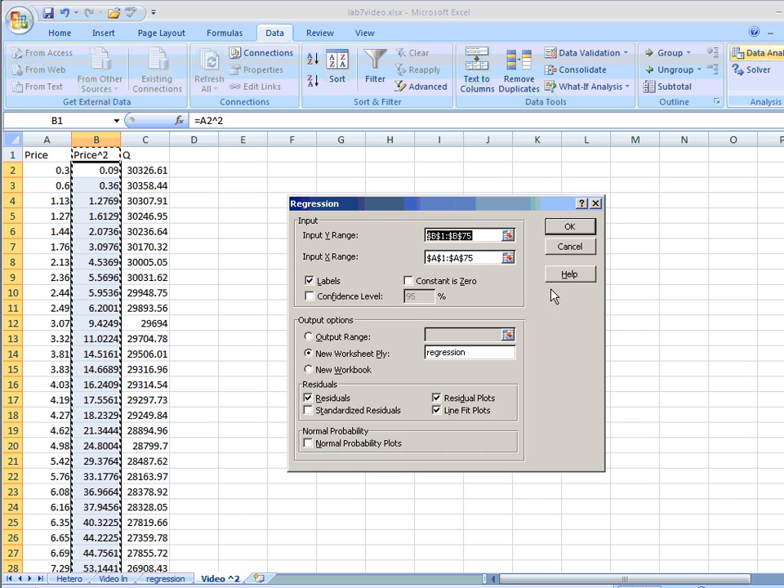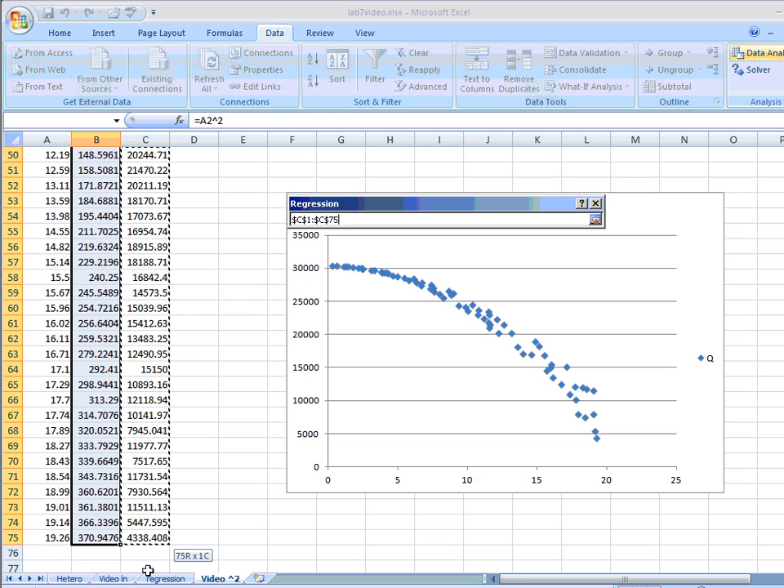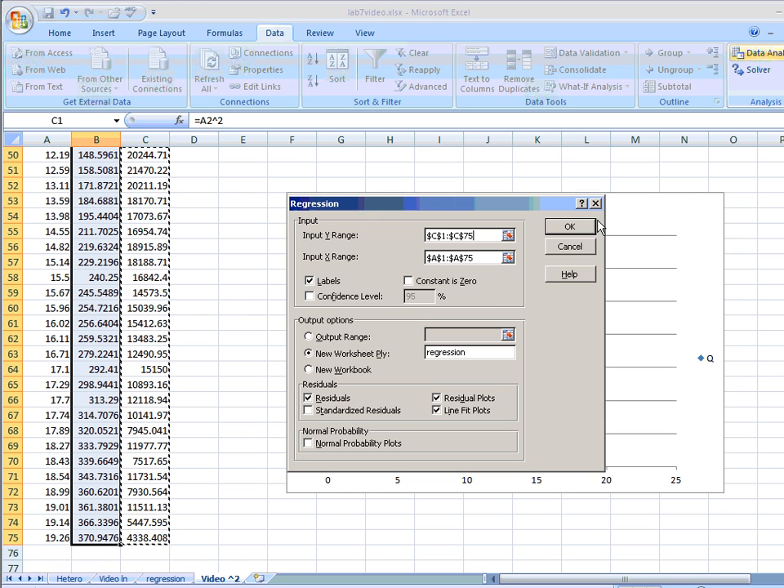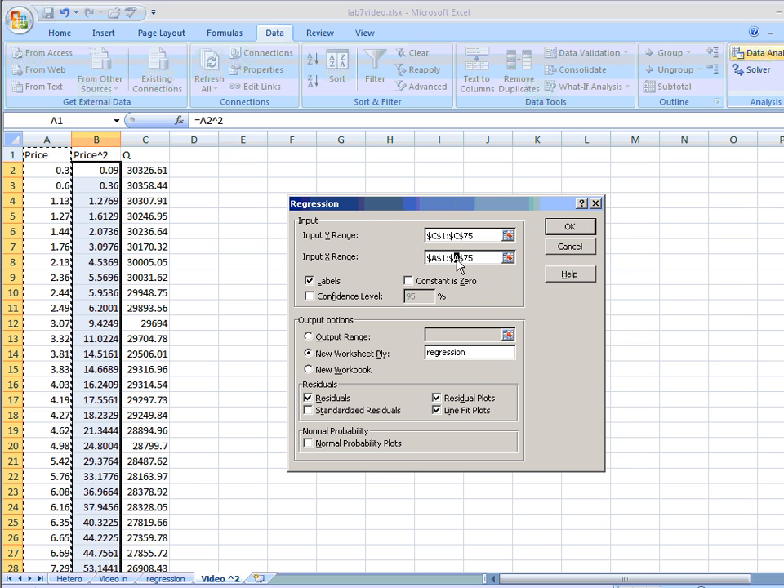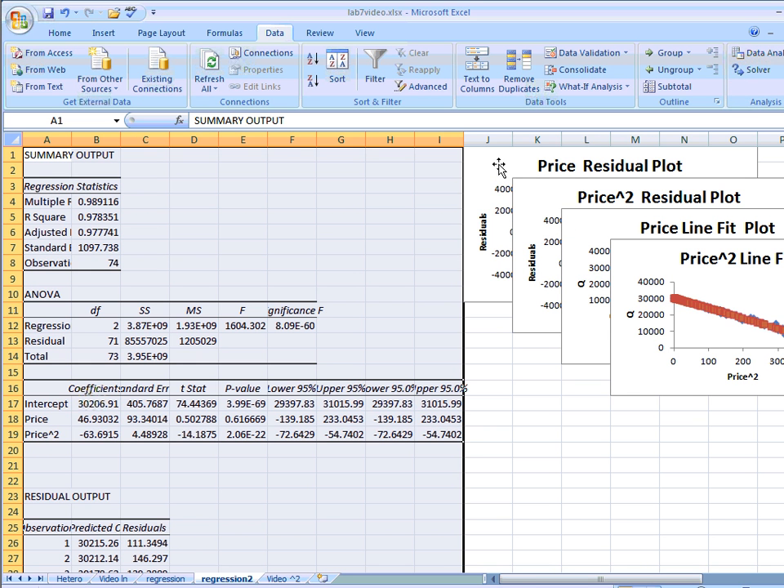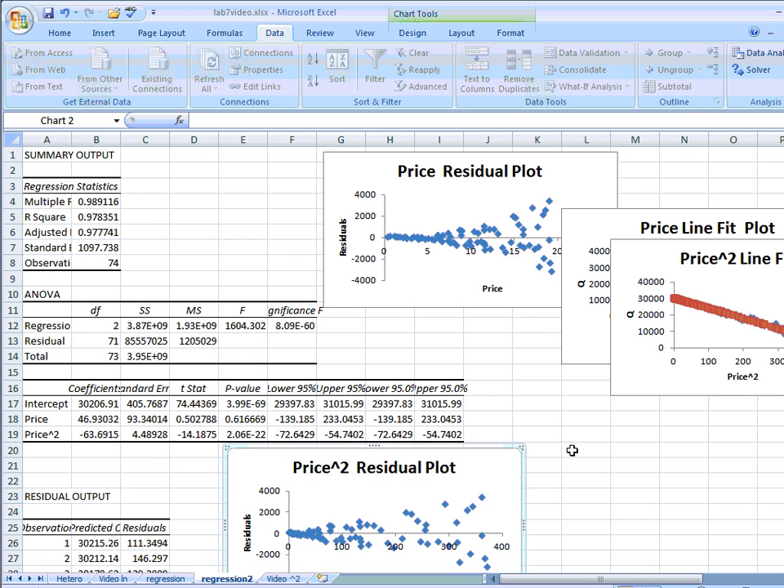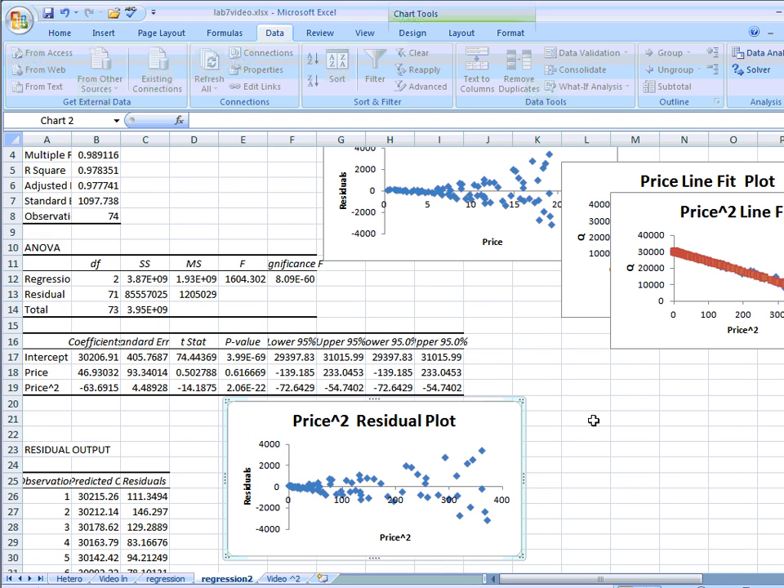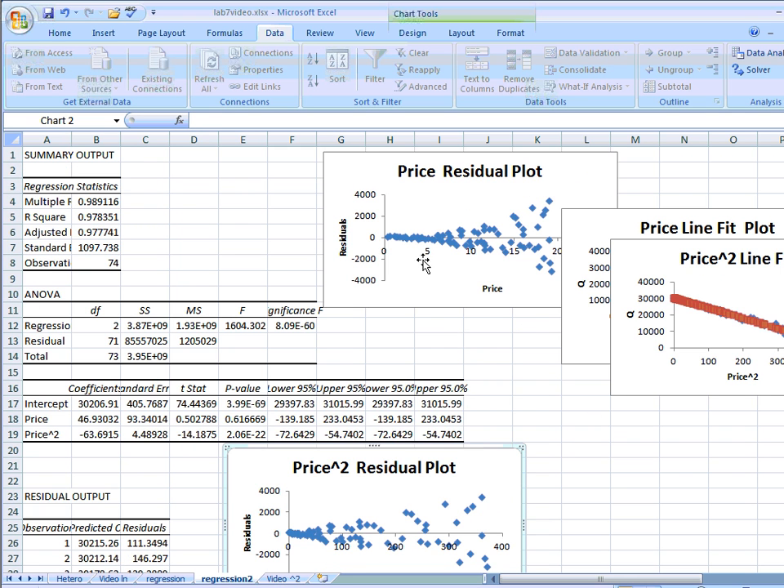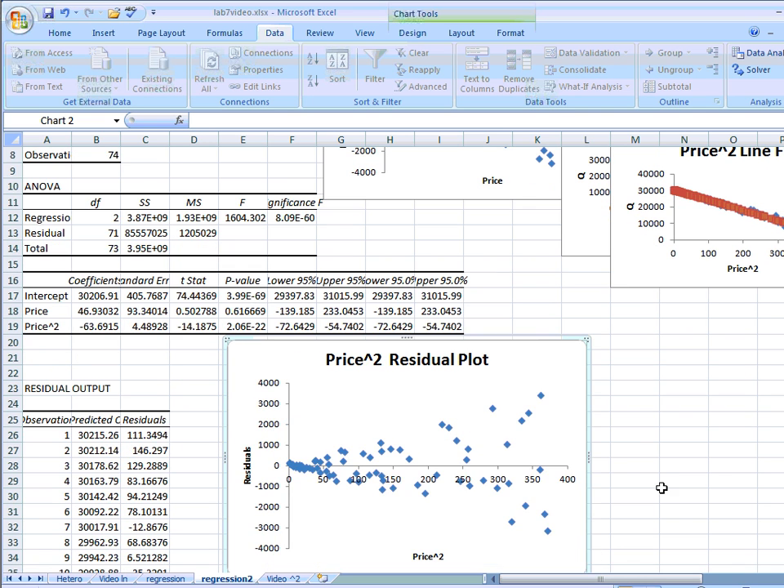So now we run the regression. The data is over in column C. And here we could just eliminate the A and change it to a B and do regression 2. Let's look at the line fit plots and the residual plots. Notice no U-shaped pattern, no U-shaped pattern. Again, as a general rule, you want to make it bigger so you can see it better.